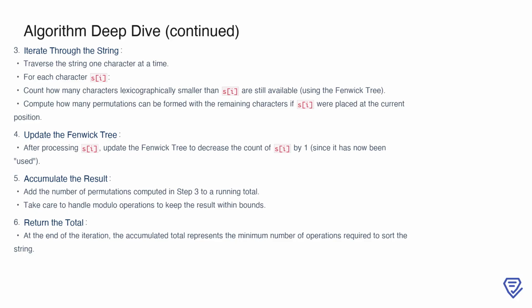After processing a character, we update the Fenwick tree to reflect that the character has been used by decreasing its count. Simultaneously, we maintain a running total of the permutations computed at each step. These permutations represent the number of operations required to move the current character to its correct position in the sorted string. Throughout these calculations, modular arithmetic ensures that the result remains within bounds. At the end of the iteration, the accumulated total gives us the minimum number of operations needed to sort the string.